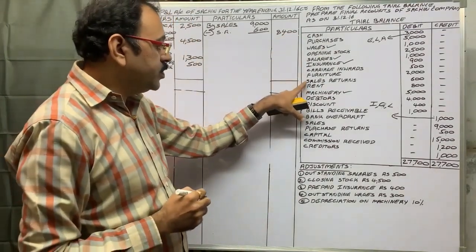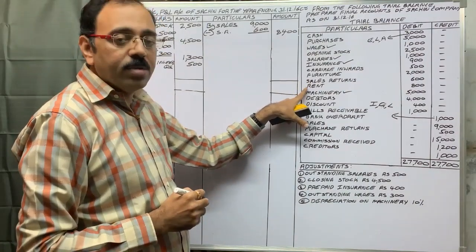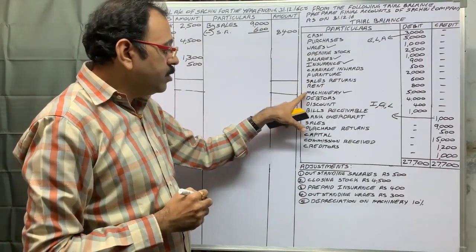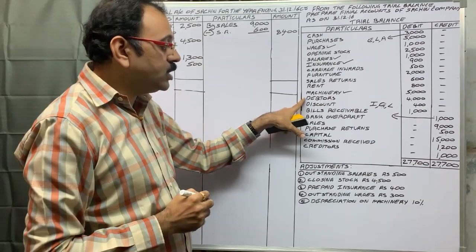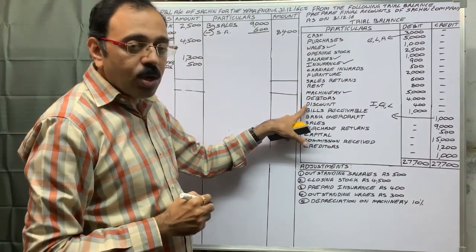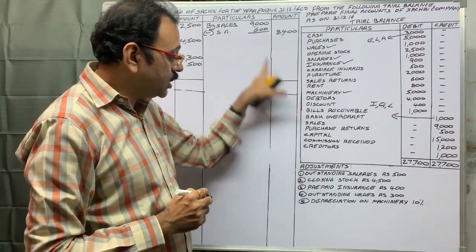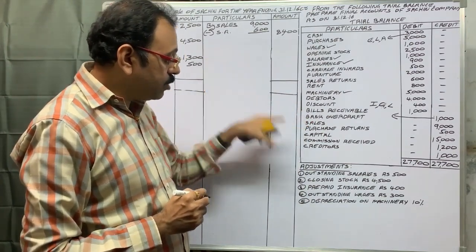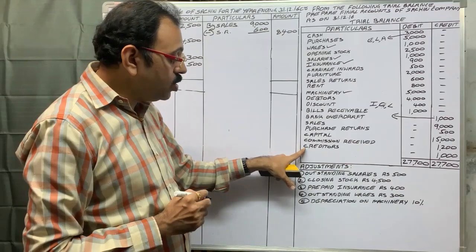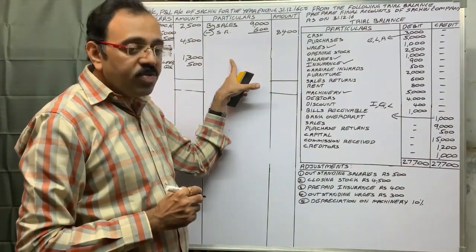Next, sales returns completed. Rent, P&L account item. Machinery, balance sheet. Debtors, asset, balance sheet. Discount, P&L account item. Bills receivable, bank overdraft. Sales completed. Purchase returns completed. These three also, they don't come in trading account.